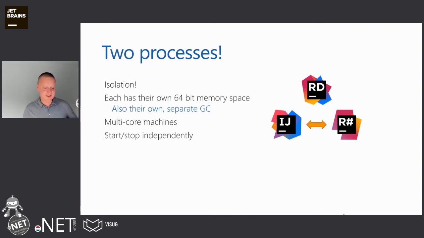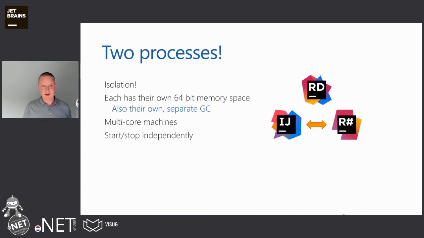Since we have 2 sides in the IDE, that is Rider, we have 2 processes. We have IntelliJ as a process, which runs on the Java virtual machine. We have ReSharper running on .NET or .NET Core on Linux and Mac OS X. And each of those 2 processes has their own 64-bit memory space and also their own separate garbage collector.